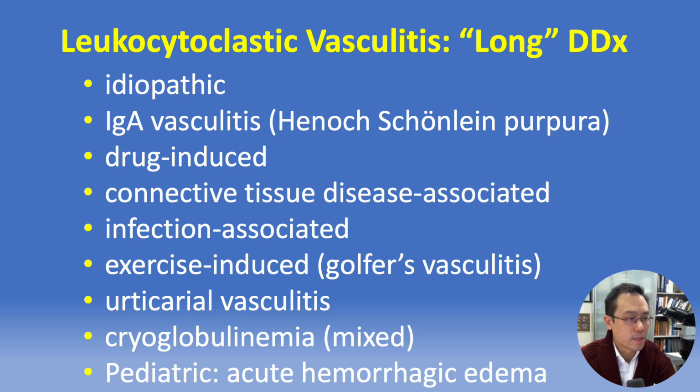But just for the purposes of review, the many different causes in the long differential can be put into various buckets. So we have idiopathic, which is actually a big category, IgA vasculitis, which is actually fairly common in my experience, so we'll talk a little bit more about that. Of course, drug, connective tissue disease, various infections. Don't forget exercise-induced vasculitis. And then there's the somewhat notoriously difficult to diagnose urticarial vasculitis, and then the rare but distinctive cryoglobulinemia.